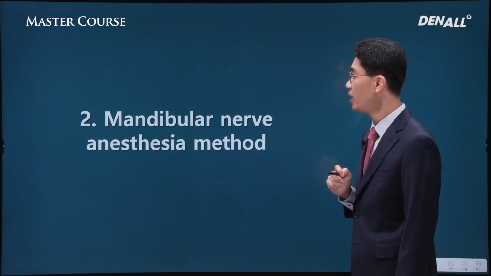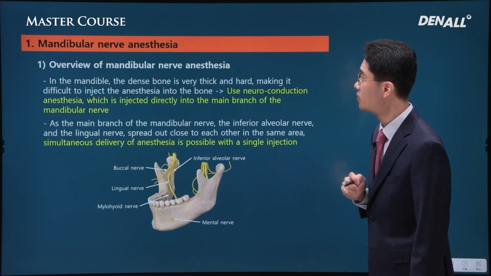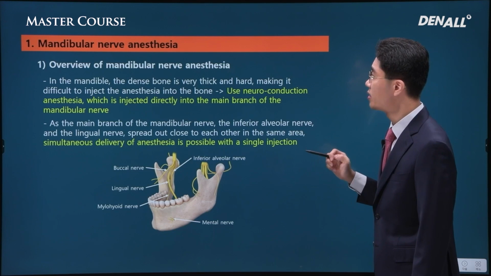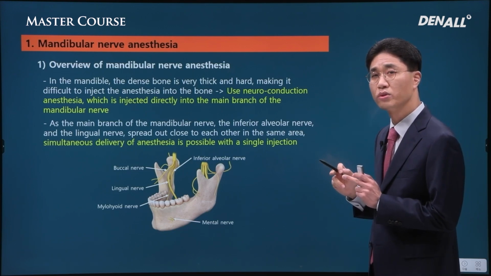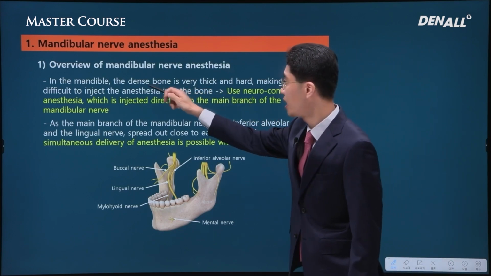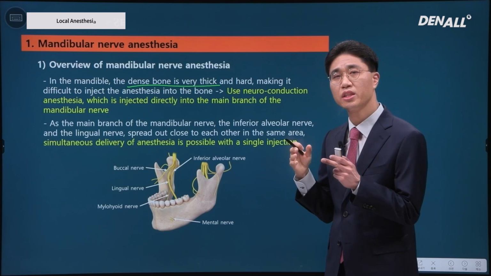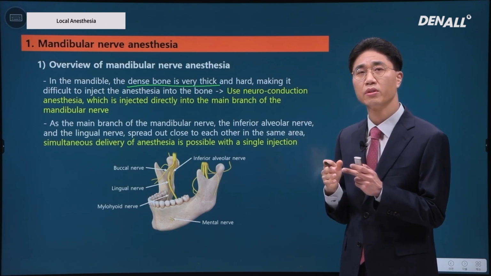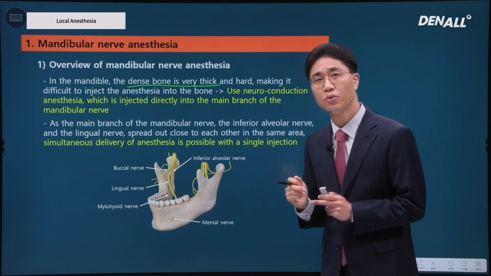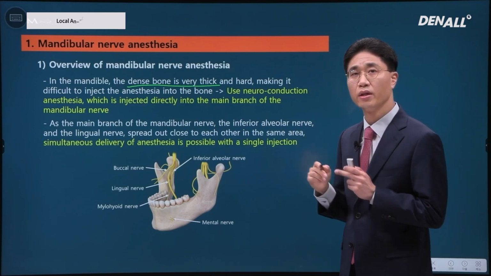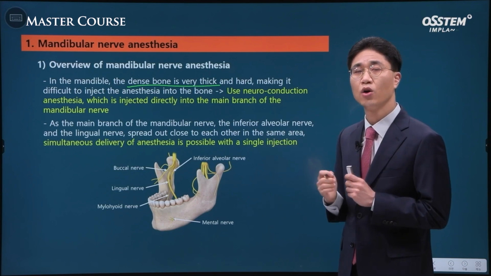Second, I'm going to talk about the mandibular nerve anesthesia method. Compared with the upper, the bone thickness of the lower is thicker. It's very thick, therefore, it is difficult for anesthesia to penetrate. Yes, infiltration anesthesia can be used, but considering how thick the mandibular bone is, block anesthesia is used frequently.